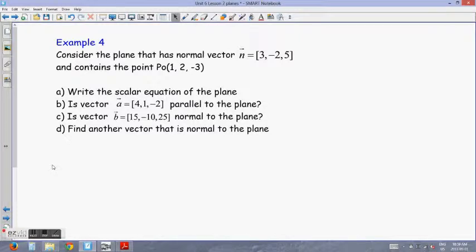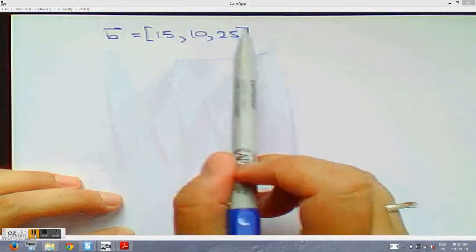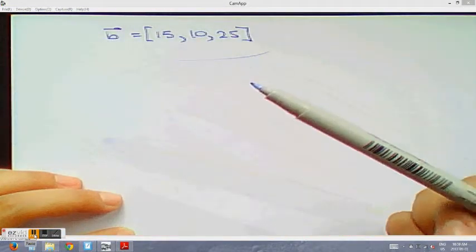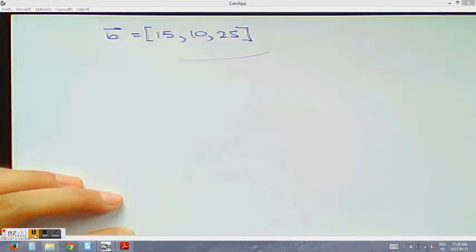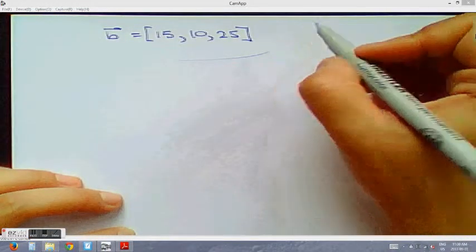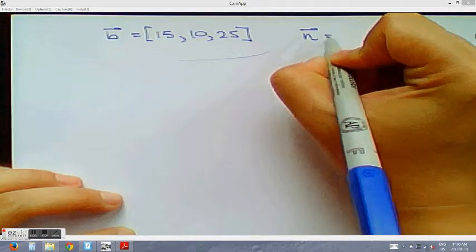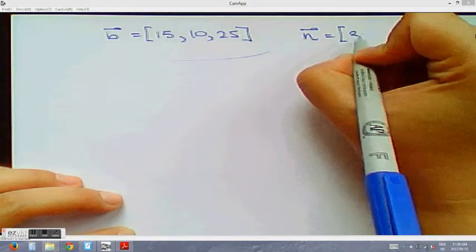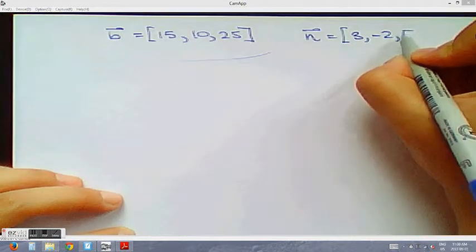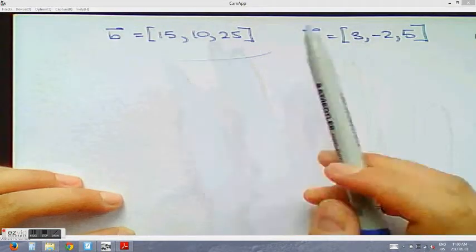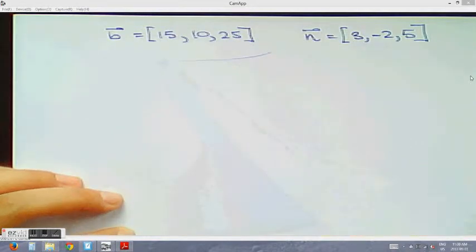So part C, is the vector B normal to the plane? If our vector B is normal to the plane, that means it's perpendicular to the plane, which also means that it should be parallel to the normal. So if we take the normal, you're saying, could I just cross it and see if the cross product is 0? But an easier way to do this is to see if they're scalar multiples of each other.